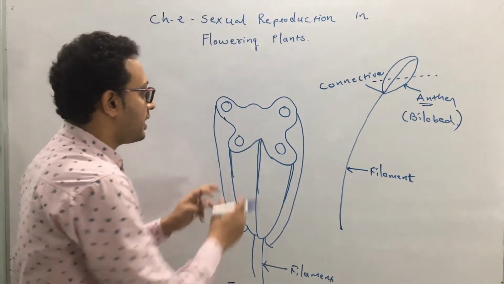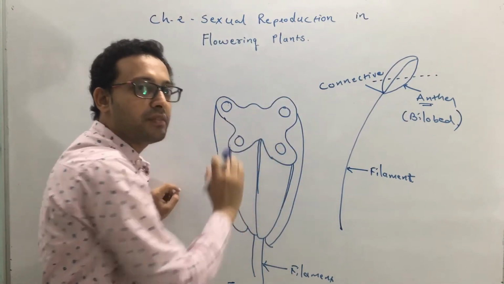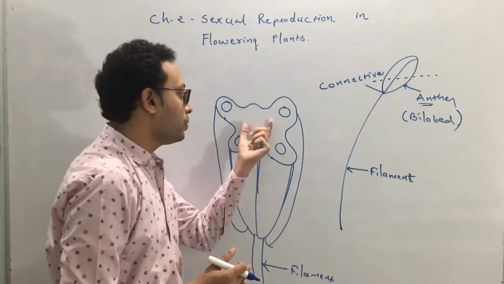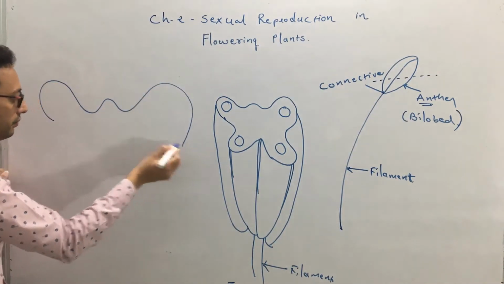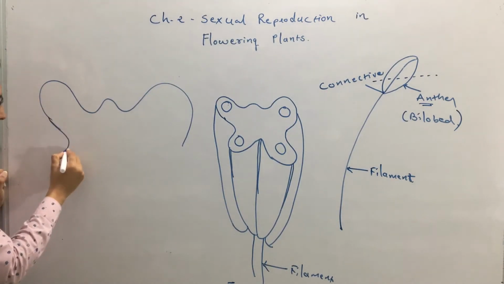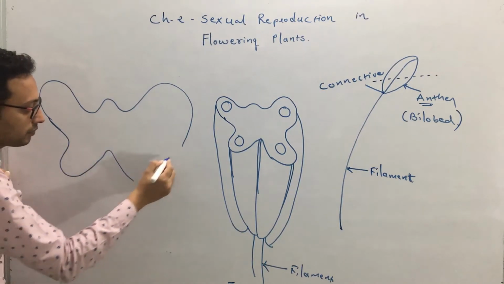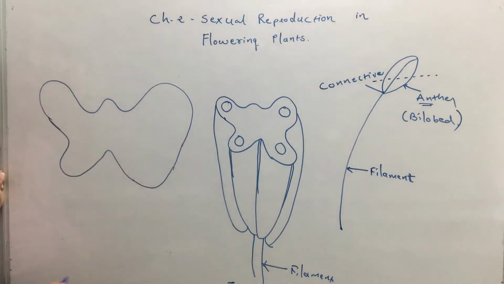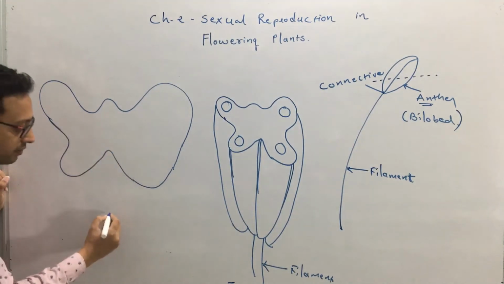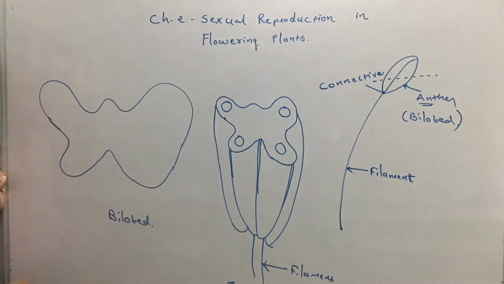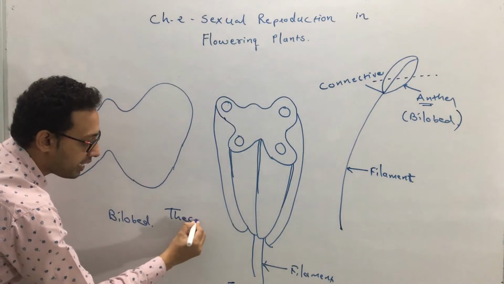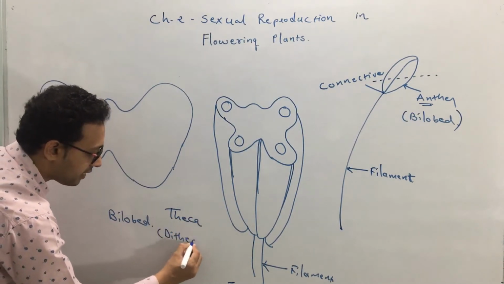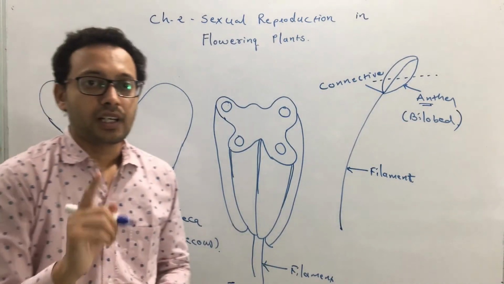Such a structure you can observe. Now I will enlarge this portion of an anther, and then we will discuss the internal structure of an anther. If you see the anther, it is bilobed, meaning 2 lobes are present. Each lobe contains 2 theca. So it is also called dithecous.